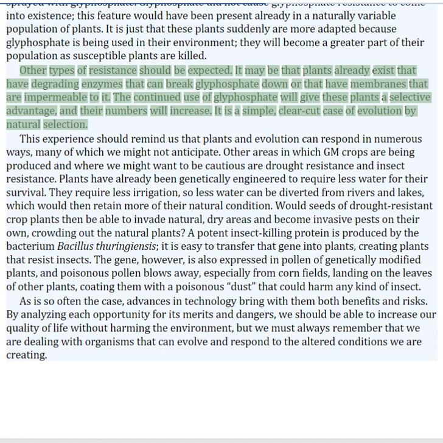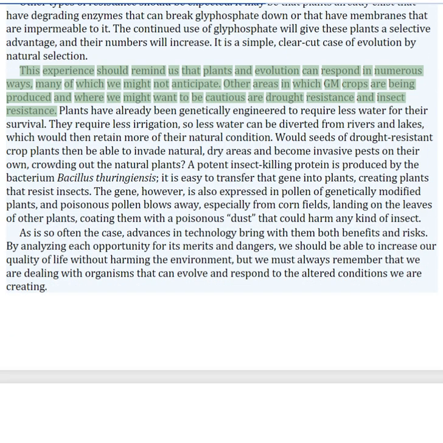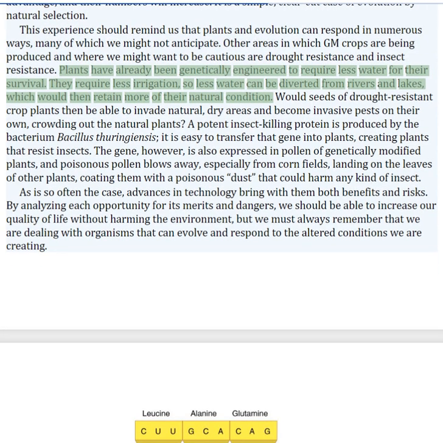It is a simple, clear-cut case of evolution by natural selection. This experience should remind us that plants and evolution can respond in numerous ways, many of which we might not anticipate. Other areas in which GM crops are being produced and where we might want to be cautious are drought resistance and insect resistance. Plants have already been genetically engineered to require less water for their survival.